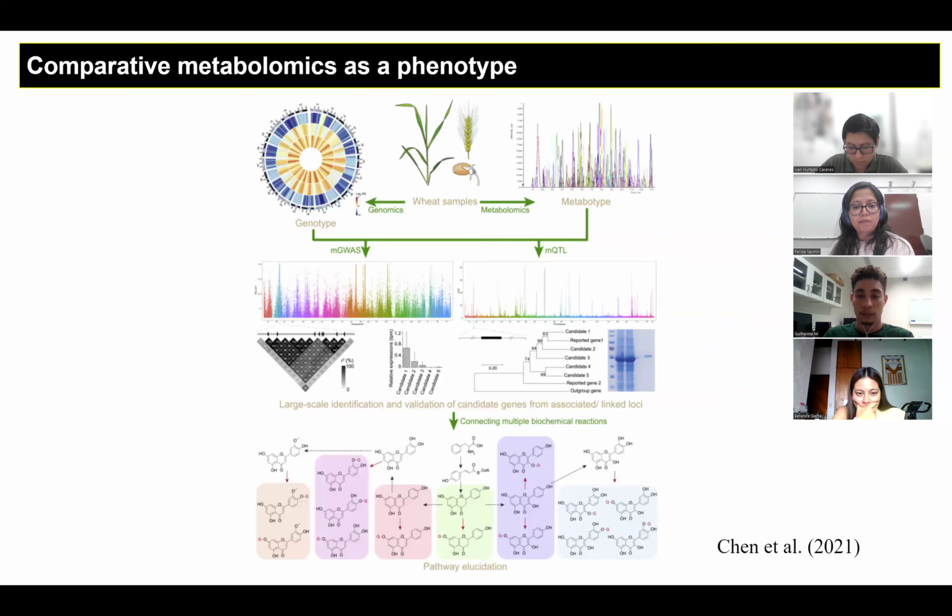And another approach we can take after having this comparative genomics is comparative metabolomics across different ecotypes from various environments, to see if genetic diversity in this crop wild relative also causes metabolic diversity.